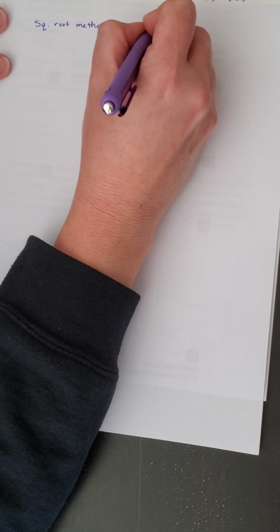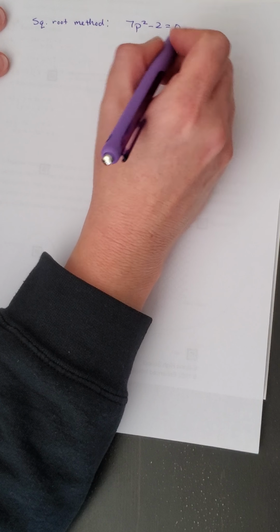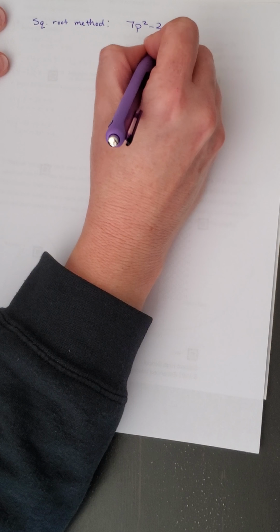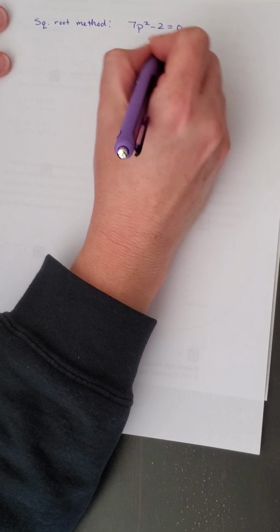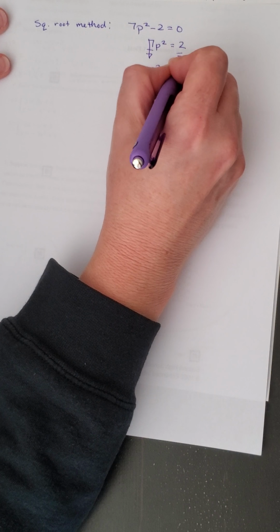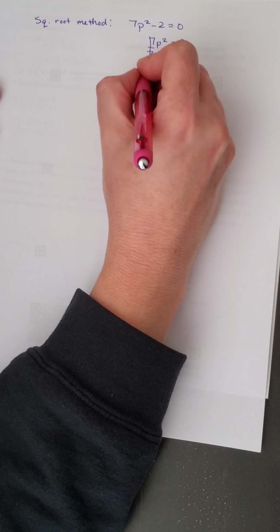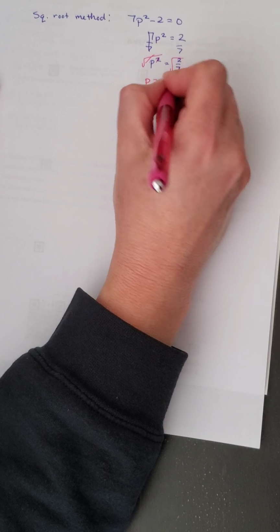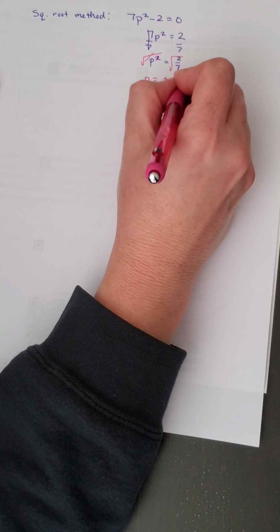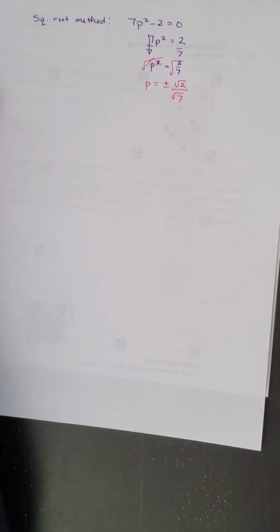7p squared minus 2 equals 0. So the square root method, we move everything to the other side. So I'll add 2. I get 7p squared equals 2. And then I'll divide by 7. P squared equals 2 over 7. And now that I have p isolated, I need to square root it. So I square root both sides. P equals, don't forget, plus and minus the square root of 2 over the square root of 7.